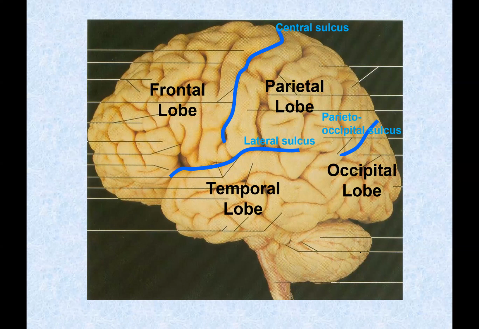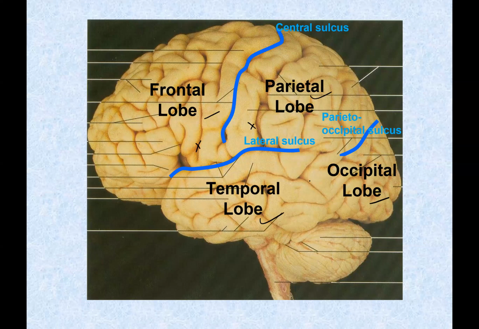So this is how the lobes are defined. In front of the central sulcus, you get the frontal lobe. Between the central sulcus and the parieto-occipital sulcus, you get the parietal lobe. Below the lateral sulcus, you get the temporal lobe. The lateral sulcus separates the temporal lobe from the frontal lobe and the parietal lobe. Behind and below the parieto-occipital sulcus, you get the occipital lobe. So you get 4 lobes like this on the left side, and on the right side of the cerebral hemisphere also, you get the 4 lobes like this.